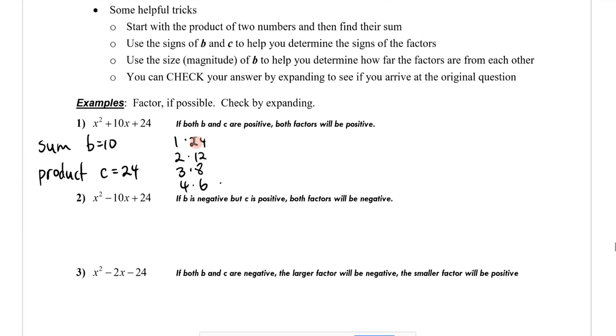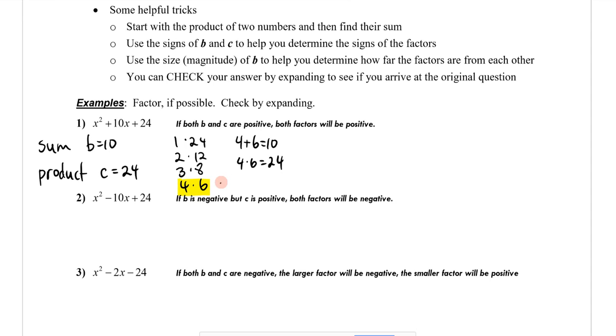So 1 plus 24 does not give me 10. 2 plus 12 does not give me 10. 3 plus 8 does not give me 10. But 4 plus 6 does. So 4 and 6 are the two numbers that add together to give me 10. And so 4 plus 6 equals 10, and 4 times 6 gives me 24.